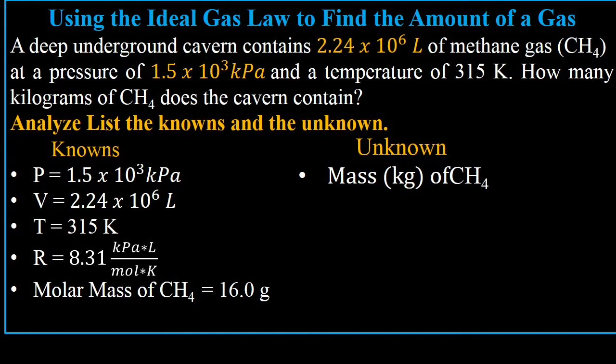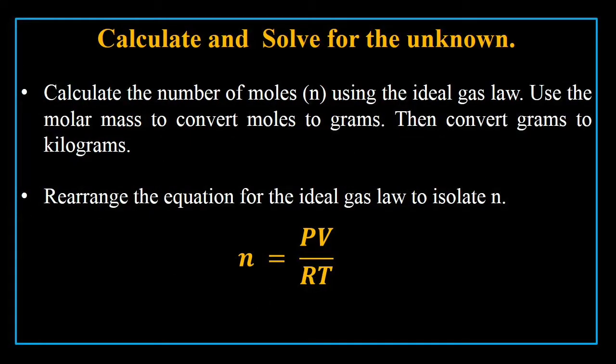Molar mass is given. In other words, I could list that as 16 AMUs. Same thing. But now I want to find the mass in kilograms. Calculate the number of moles using the ideal gas law. Use the molar mass to convert moles to grams, then convert grams to kilograms. Rearrange the equation for the ideal gas law to solve for n. Now, n equals PV over RT.